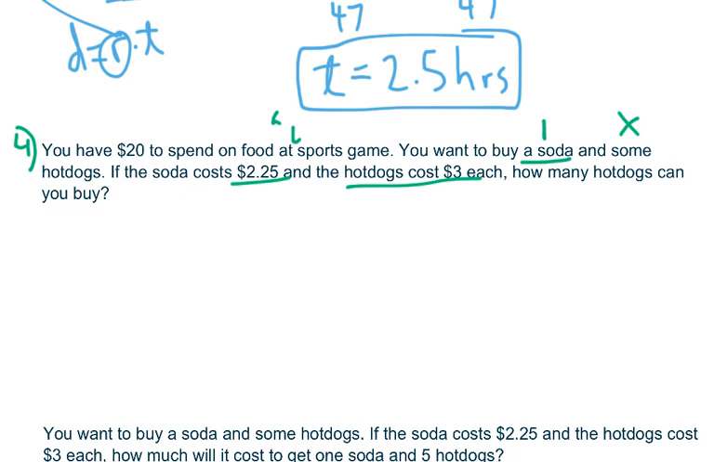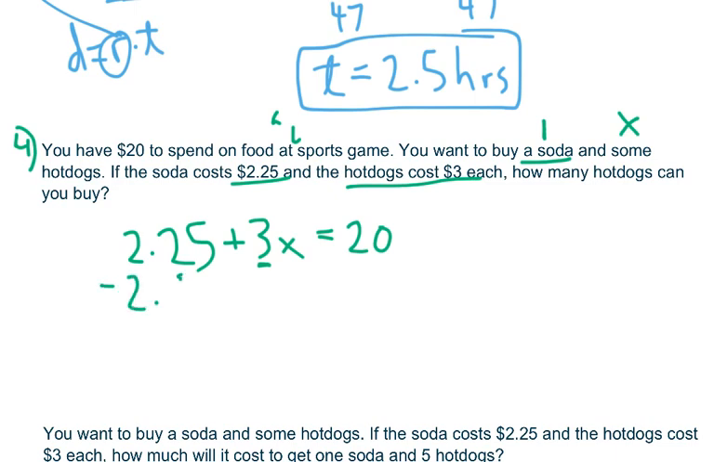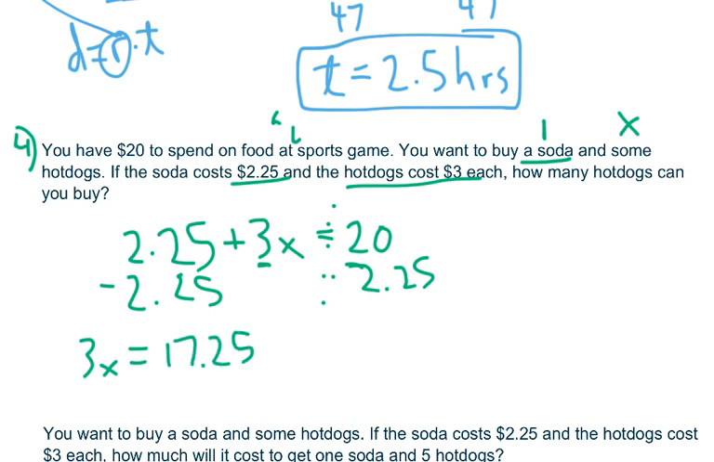All right, so what I'm seeing is an equation. I see that I'm going to be spending $2.25 on a soda plus a couple of dollars on hot dogs. Now, I don't know how many hot dogs I can get, but I know they cost $3 each, so that's why I have a 3 there. And then I also know that I only have $20, so I can't spend more than $20. That's kind of my limit. So now, do a little bit of subtraction. So minus 2.25 minus 2.25. And so I have 3x is equal to 17.25. Divide both sides by 3.